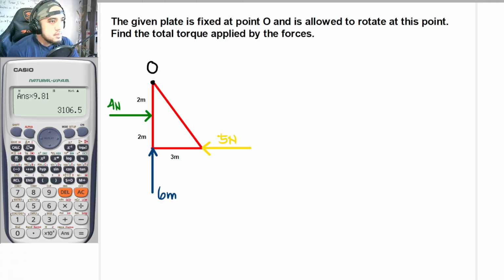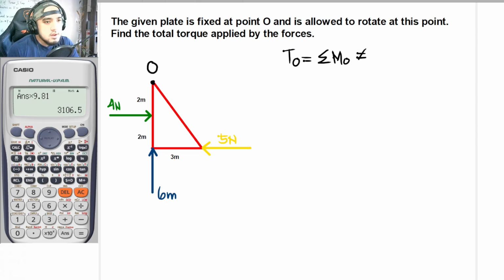In this problem, the given plate is fixed at point O and is allowed to rotate at this point. So we would now be finding the total torque applied by the forces. If this is our point O and it is rotating at this particular point, we would now be finding the torque. So for us to get the torque at point O, this is basically the summation of moments about point O.